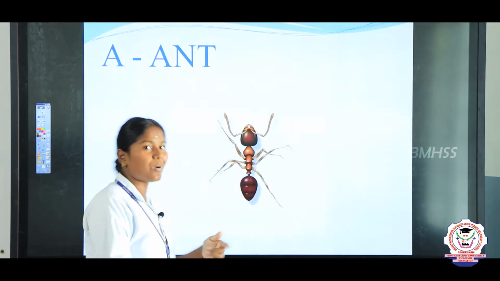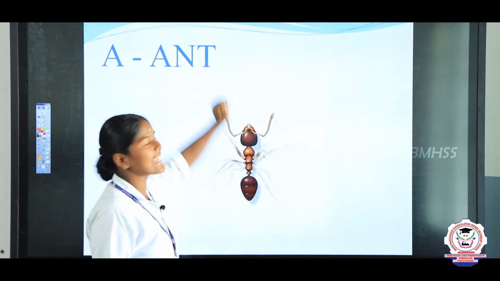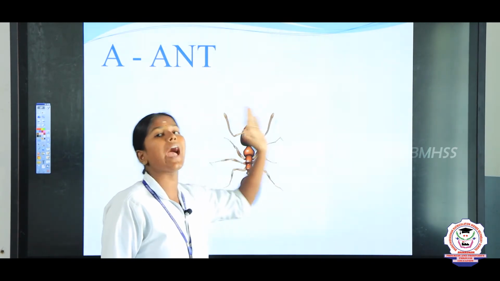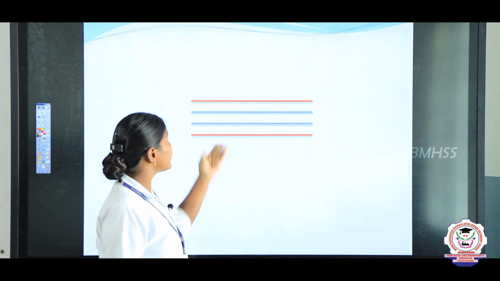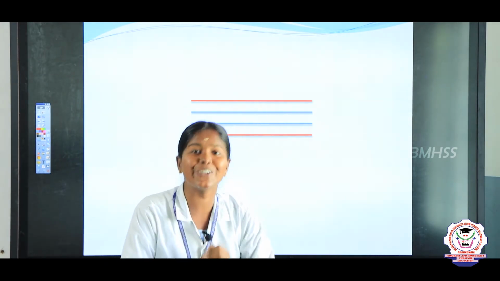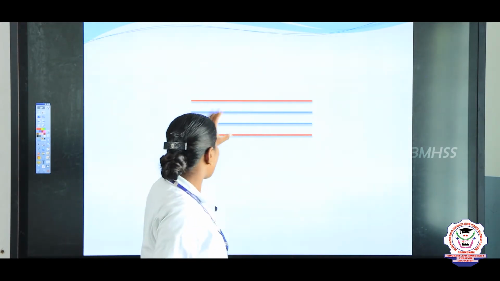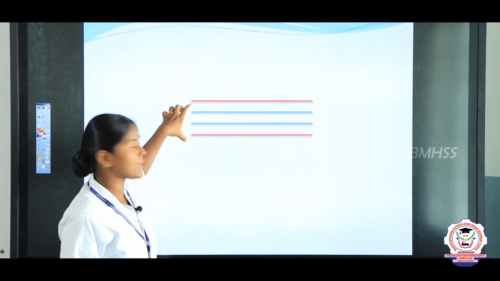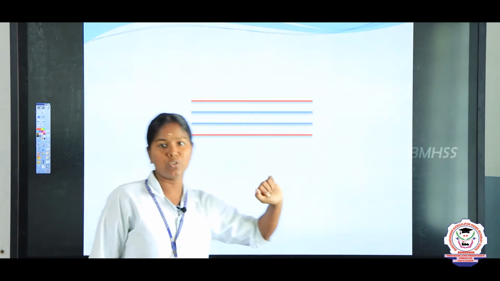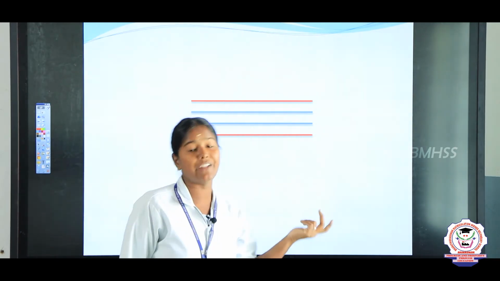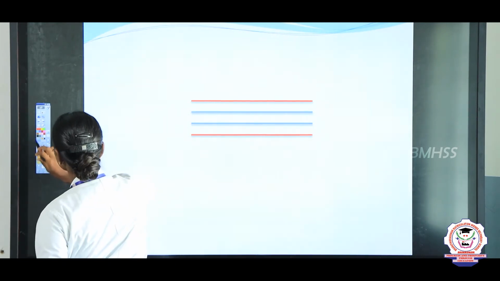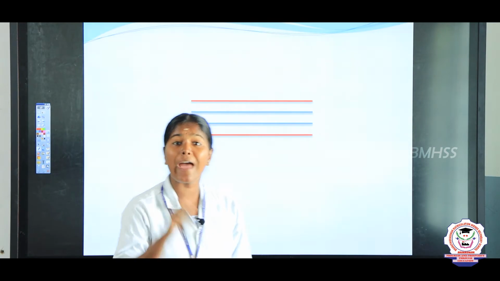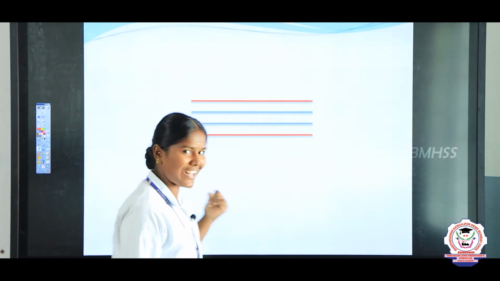Shall we spell it out one more time? A N T. Ant. A for ant. And there are 4 lines for you. Now we are going to write the spelling of ant. There is a top pink line and a bottom pink line. In between these 2 lines you have 2 blue lines. By using these 4 lines we are going to write these spellings. Shall we? What is the spelling for ant? A N T. Ant. Now we are going to write.